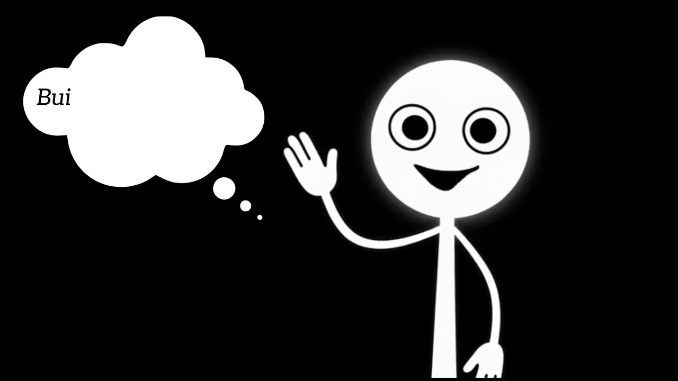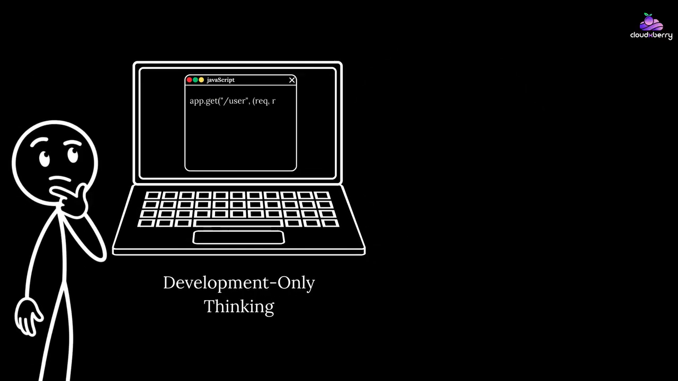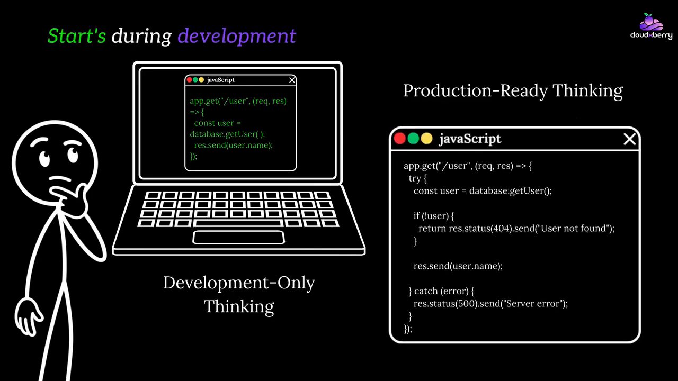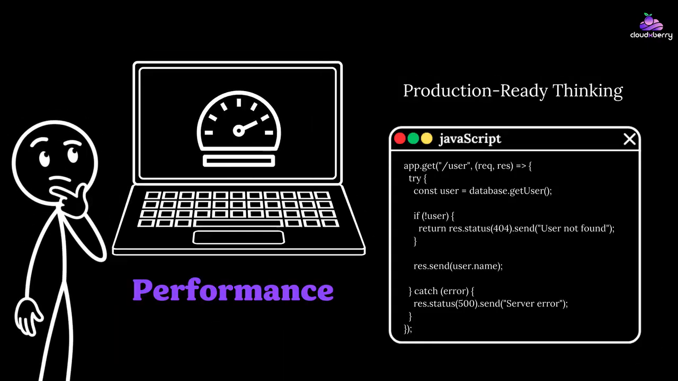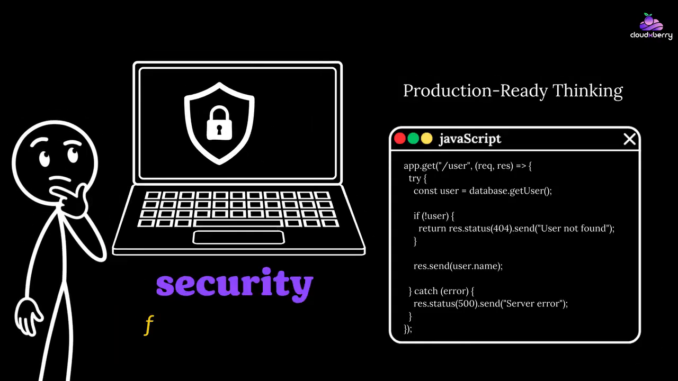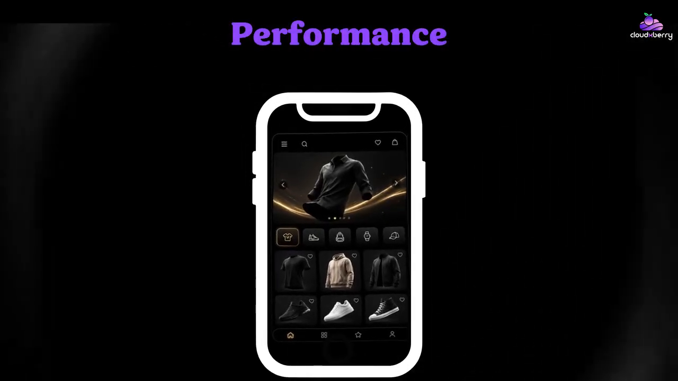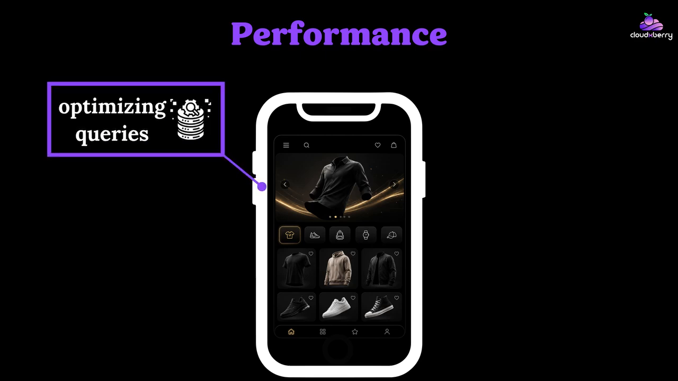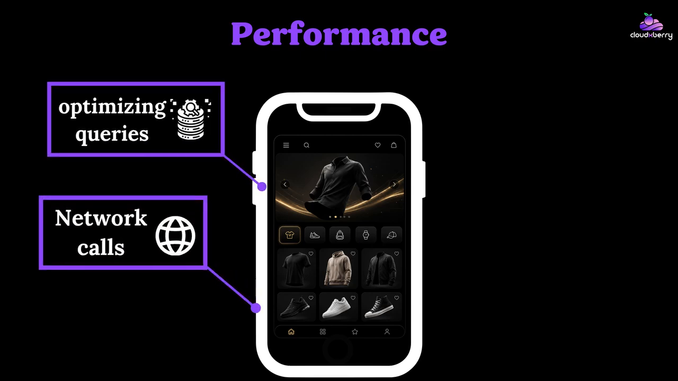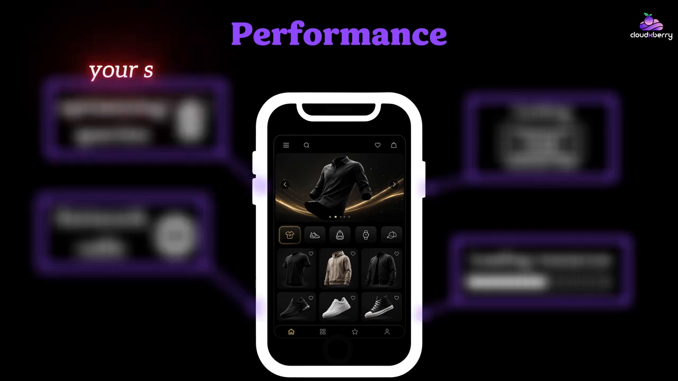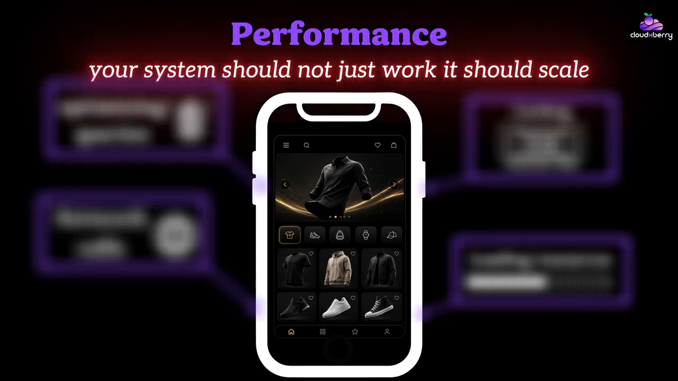Now let's talk about building production-ready code. One of the biggest mindset shifts here is understanding that production readiness starts during development. It's not something you fix at the end. You need to think about performance, error handling, and security from the beginning. Performance is not just about speed. It's about user experience. This includes optimizing queries, reducing unnecessary network calls, using caching, and loading resources efficiently. Your system should not just work, it should scale.